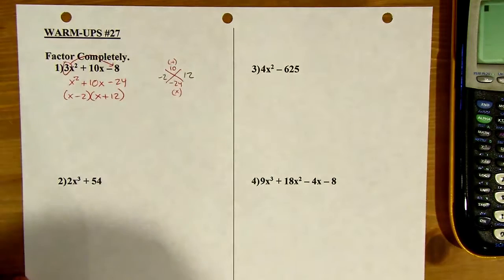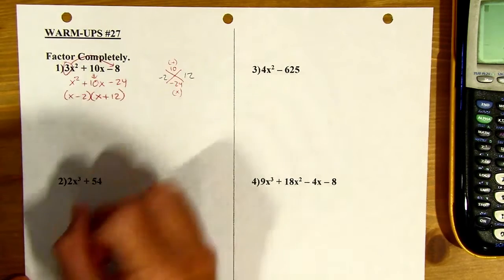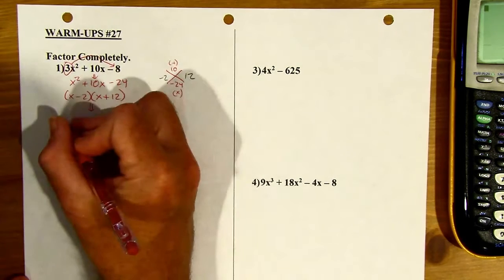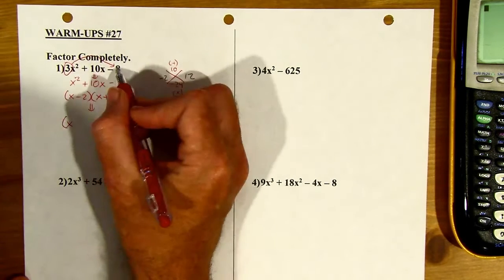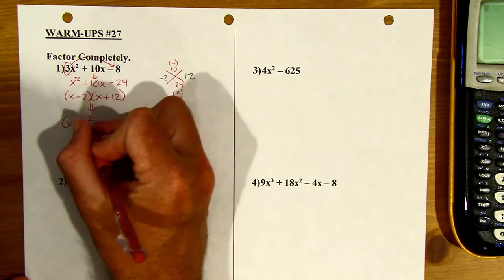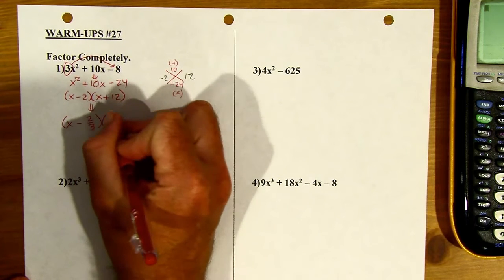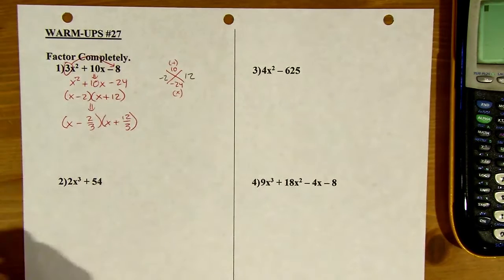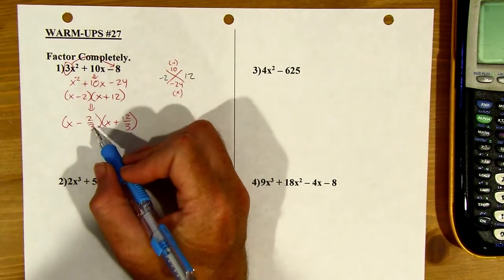Okay. Now that's not my final answer because I modified the problem. So now I got to modify the answer. I'm going to take the number parts and divide them by 3 because in the beginning I multiplied by 3. Okay. Then I'm going to reduce the fractions if I can.